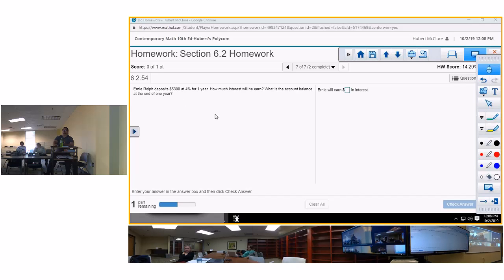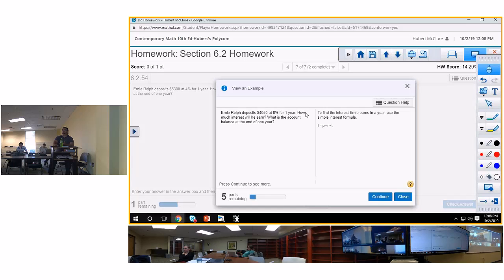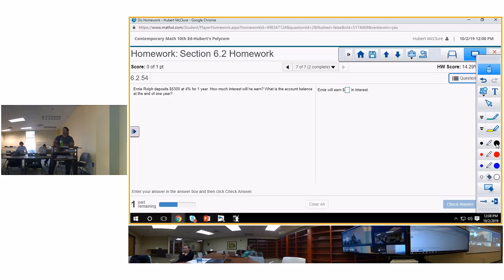Okay, this is not a good question because there's simple interest and compound interest. It sounds like simple interest because they don't give you anything else. Let me check to make sure. Yeah, it's just simple interest. I is equal to PRT. I wanted to make sure it wasn't compound.